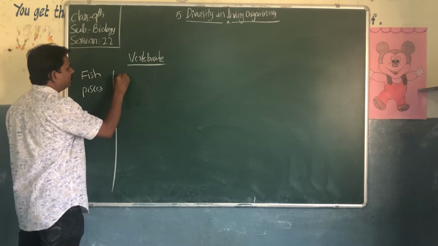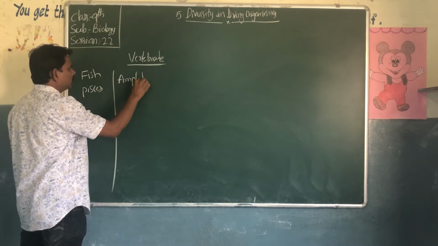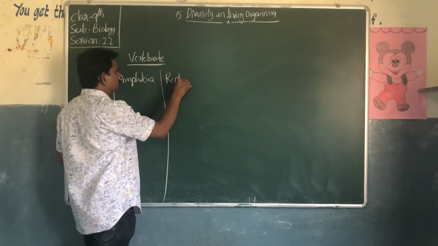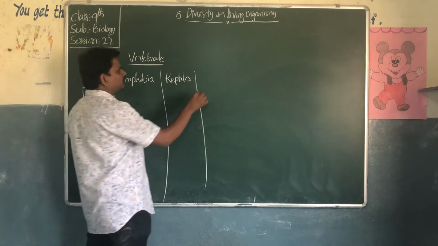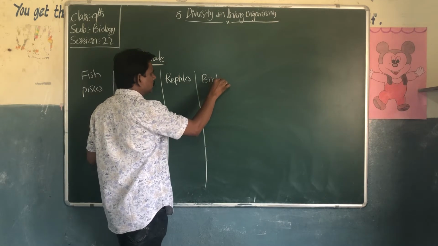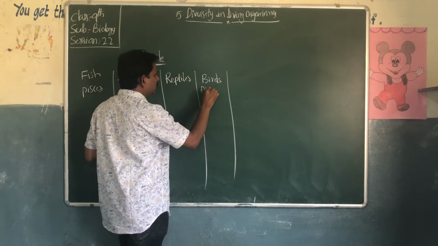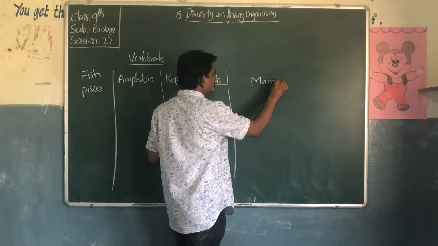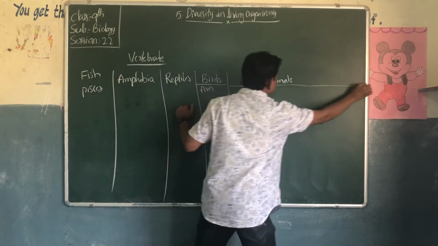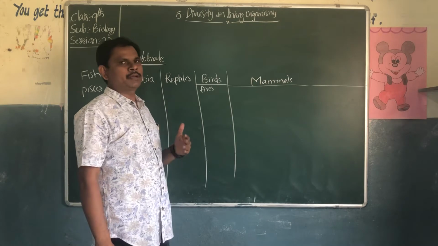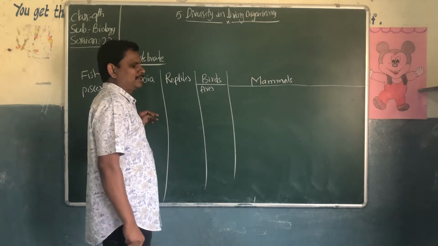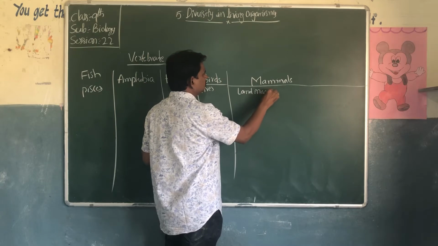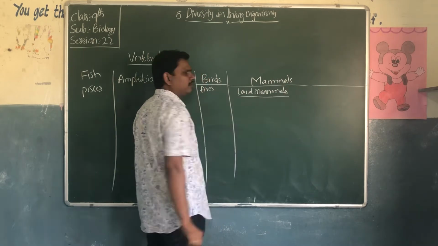The second one is amphibia. Next one is reptiles. Then birds, which come under Aves. Next one is mammals. In mammals there are different types: land mammals, marine mammals, and flying mammals. What are land mammals? They can live on the land.